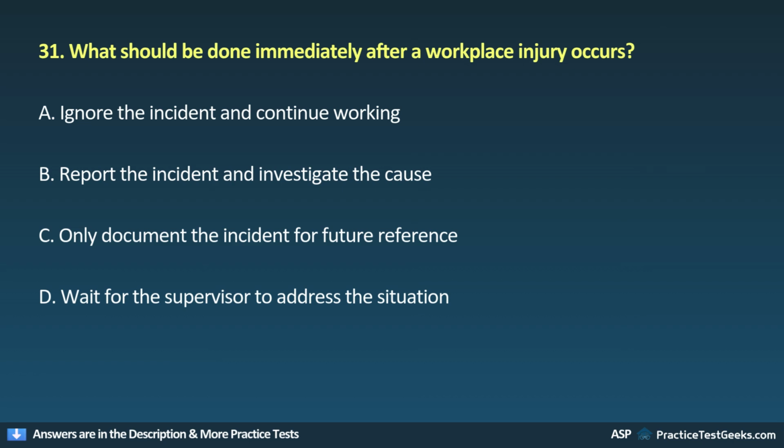31. What should be done immediately after a workplace injury occurs? A. Ignore the incident and continue working. B. Report the incident and investigate the cause. C. Only document the incident for future reference. D. Wait for the supervisor to address the situation.